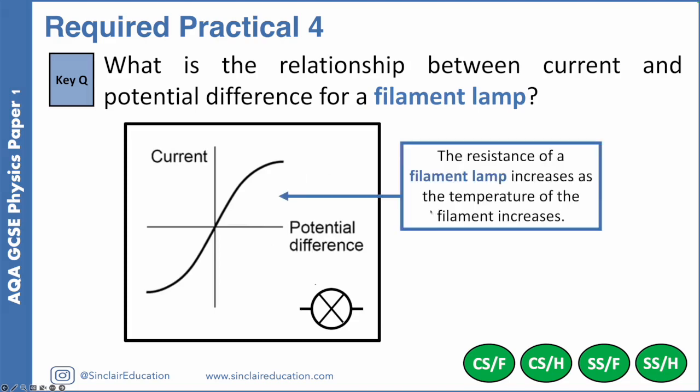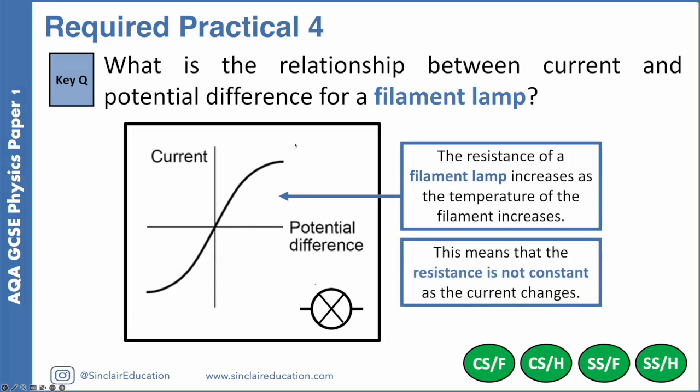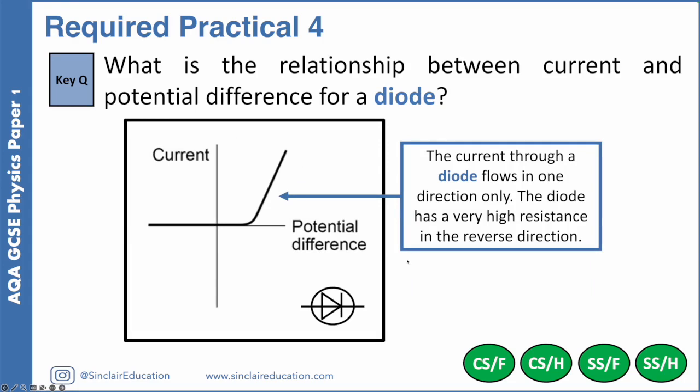With our filament lamp, what we now see is that as we have an increased current and potential difference, the resistance changes, and so this causes now what is no longer a directly proportional relationship. The resistance is changing, and so we no longer see that constant gradient. With a diode, because it only allows current to flow in one direction, what we find is that when the potential difference is reversed, there is no current.